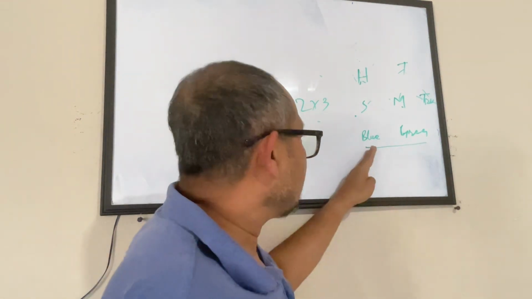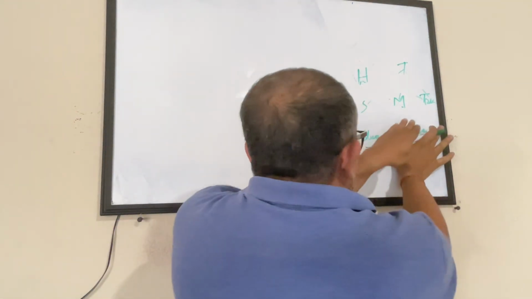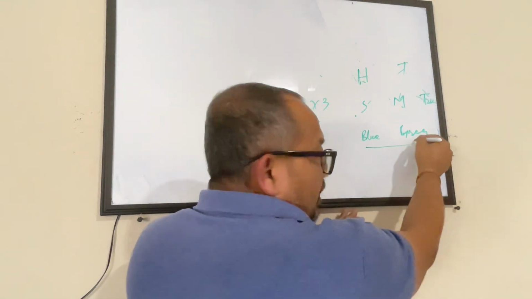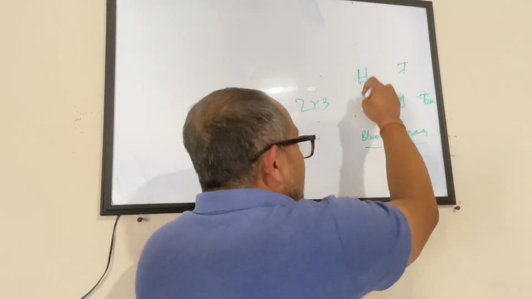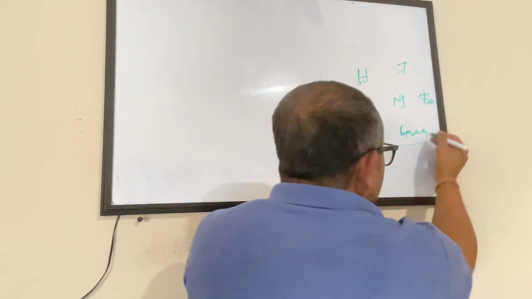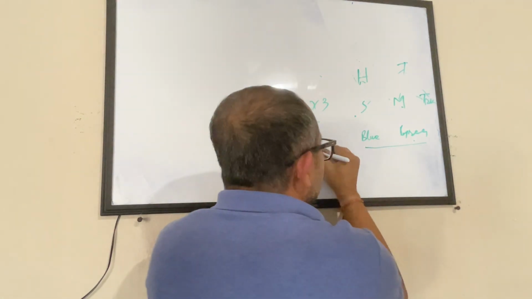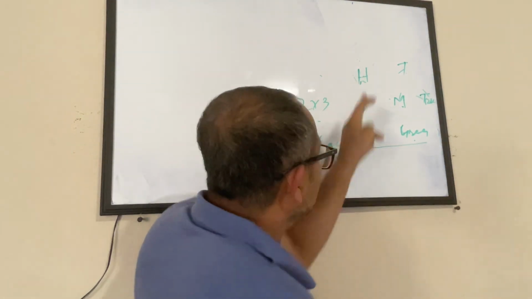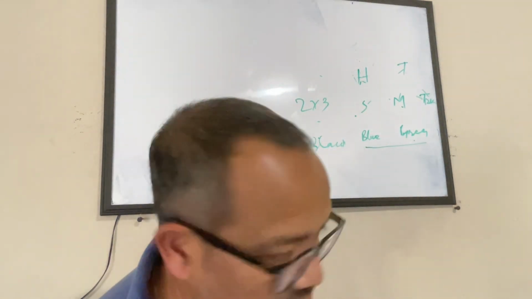If you had only one color, this would have been 2 into 3, that many options. If you have 2 colors added, it becomes 2 into 3 into 2, 12. If let's say you have black option also added here, it becomes 2 into 3 into 3. So that is how this works.